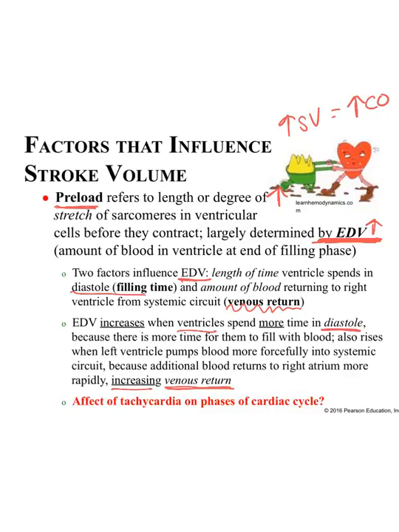So we talked about tachycardia earlier, where that's going to be an increase to 100 beats per minute or faster. What type of effect is that going to have? Well, it's going to reduce the filling time. So your EDV is going to go down, which is going to make your stroke volume go down, which is going to make the cardiac output go down.